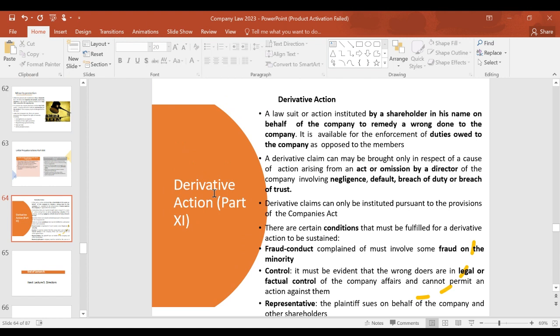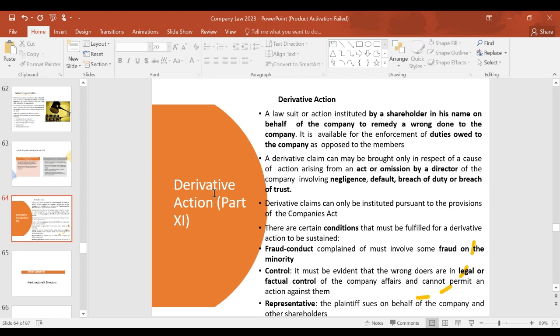So there can be a wrong which this shareholder deems is a wrong against a company, and he wants to remedy that wrong, and he cannot bring it. Remember, we already said in Foss versus Harbottle that the proper claimant is the company itself. But in that regard, those who are supposed to represent the company, let's say the directors, to take action, are the ones in the wrong.